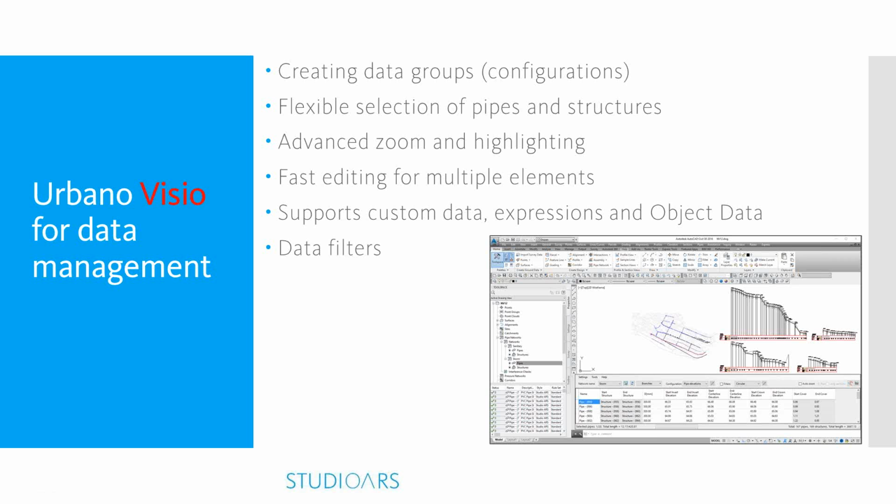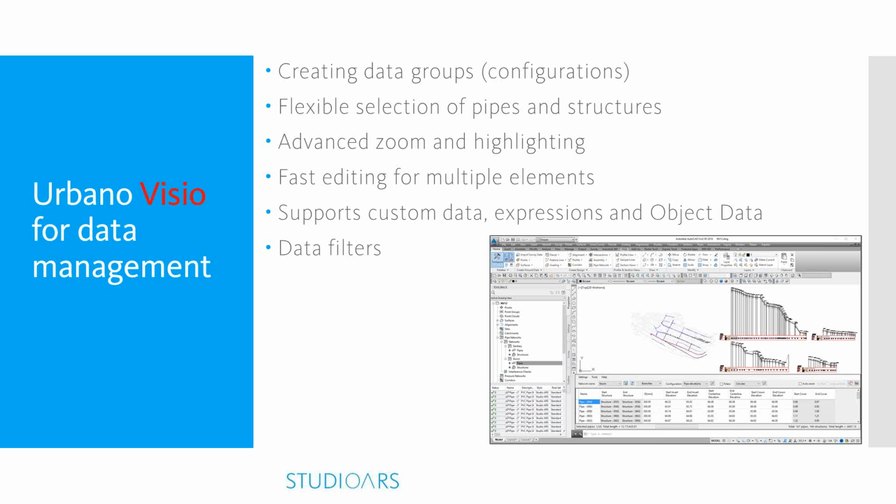Okay, so very briefly, what can you do? You can create your own data groups. So in the Pipe Vista, you always look at all the data that exists. In Urbano Visio, you can create your own groups. You can make selections, data selections, so you can really focus on a specific part of the pipe network. You can zoom in, you can highlight certain elements, so you always know when you're changing some value or some number, you see in the drawing what you are changing. You can, of course, edit multiple elements at once.